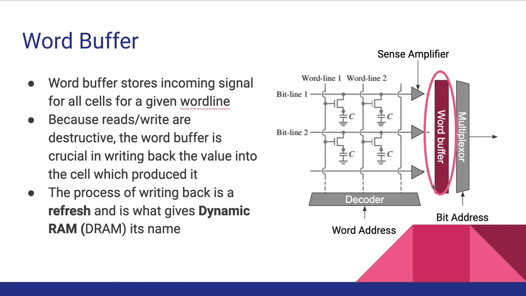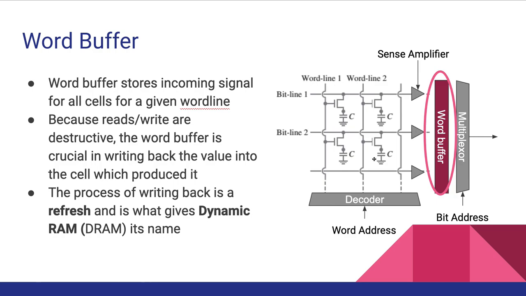And then once they pass through the amplifiers, they get stored in a word buffer, which basically will hold all the values for all the cells that were activated during that word line. And again, because reading charges from these cells is destructive, this buffer is super important in being able to write back the values to the cells that stored the original charge. And this process of writing back these charges is called a refresh, and it's what gives dynamic RAM its name, as opposed to static RAM, which does not need to be refreshed because read operations on that type of RAM are not destructive.